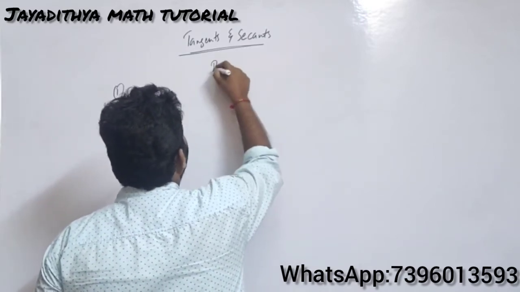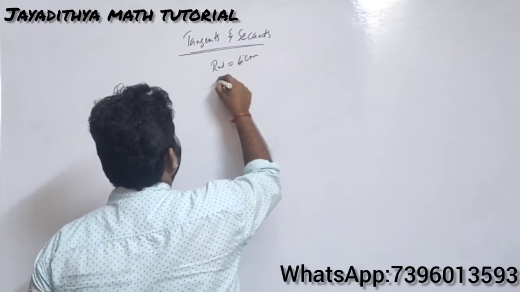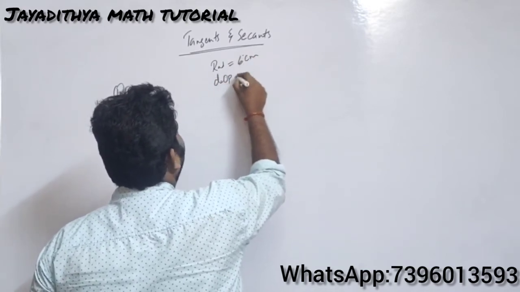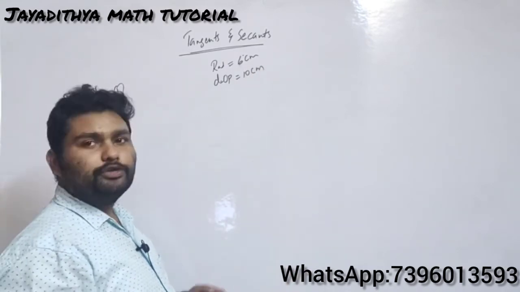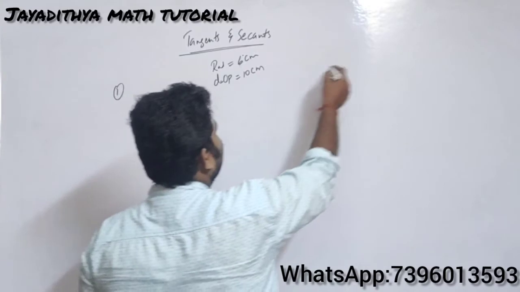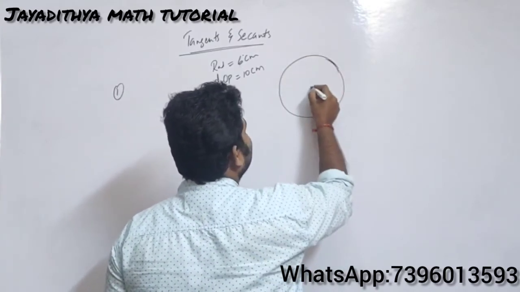For example, let us take radius is equals to 5 centimeters or 6 centimeters, and let us take the distance OP. OP is equals to 10 centimeters. Okay, and now you should draw this one now. So for example, the radius of the circle is 6. So first of all, you need to draw a circle with radius 6 now.